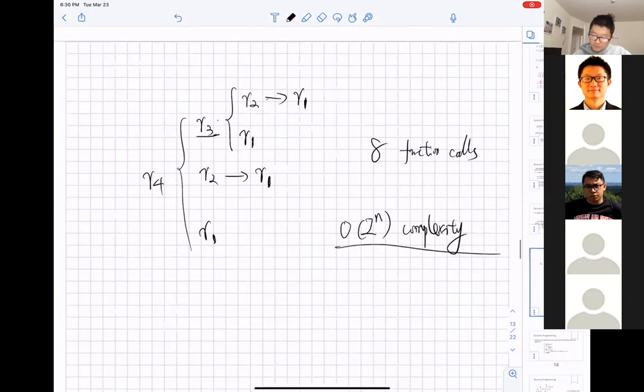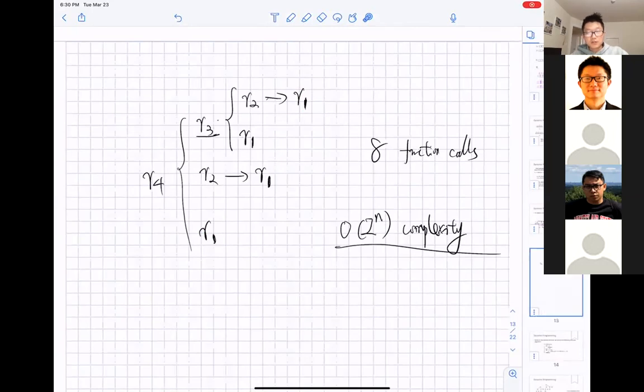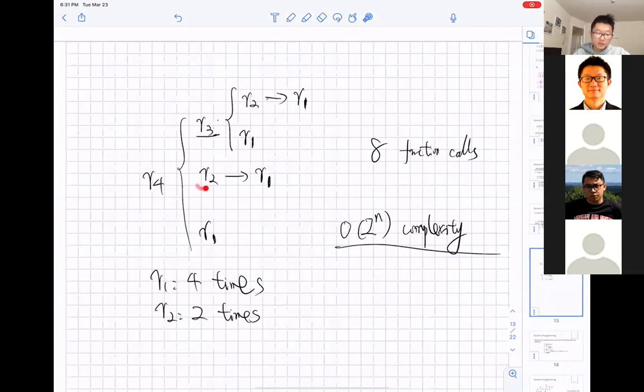How many times do we calculate R1? Yes, we calculate R1 4 times. Then how many times did we repeatedly solve the problem R2? Two times, okay? Yes, 2 times, 1 over here and 1 over here.